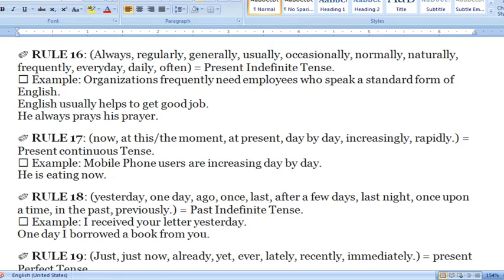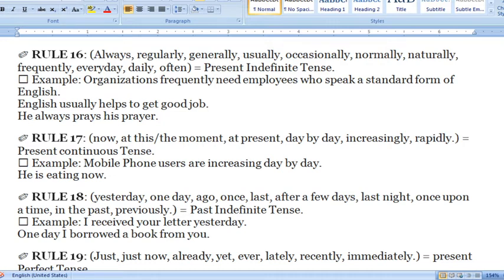Second example, it says English usually helps to get good job. So another word usually is a clue here. So we have to take also the base form, main form of the verb. English usually helps. English is third person and singular, so we have to take s or es with the verb, so it becomes helps. Another example, he always prays his prayer. So it's all about rule 16.